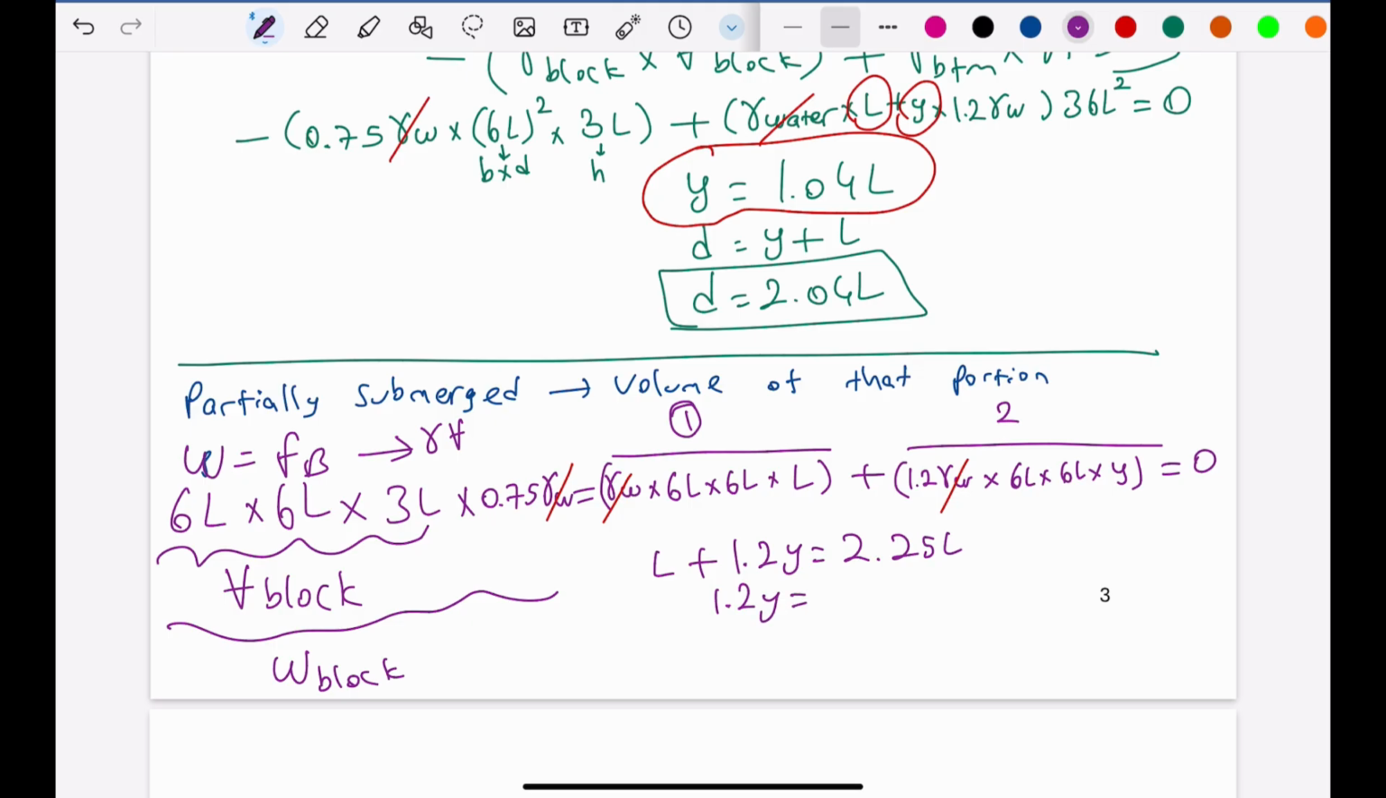1.2 y is 1.25 L. Y is equal to 1.04 L, which makes D was equal to y plus L. And from here, D is 2.04 L.